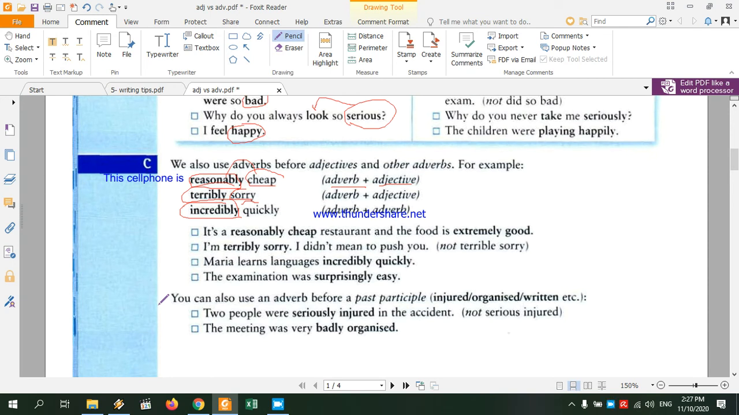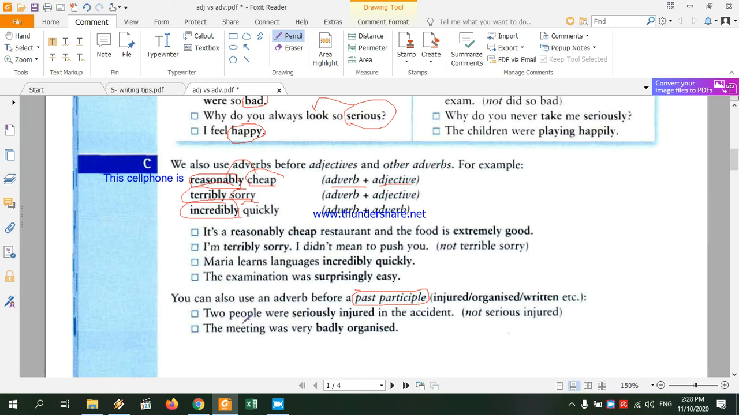In the adjective lesson, we mentioned that the past participle, which is the third form of the verb, is used as an adjective. So we can say that words such as organized, injured, written, taught, we can use them as adjectives. And since we can use them as adjectives, we use adverbs, of course, to describe or modify them, because they are treated as if they are regular, normal adjectives.